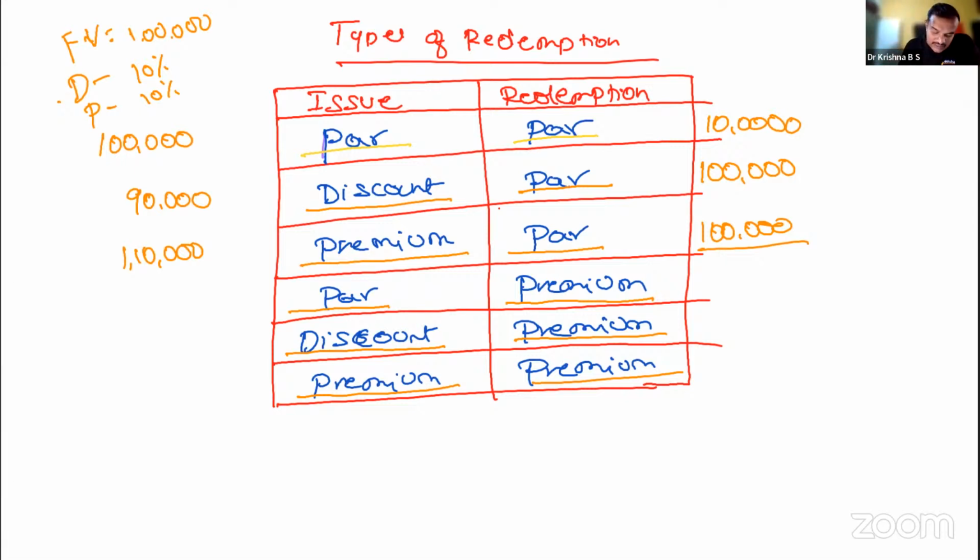Here, issued at par means you will take 1 lakh. Premium, you will give back 1 lakh 10,000. Good. You invested 1 lakh. You got 10% interest every year. Again, you have got back your 1 lakh 10,000. Issued at discount. Very good. This is the beautiful one. You invested 90,000. You will get 1 lakh 10,000 at premium. You get more. This is the 5th case.